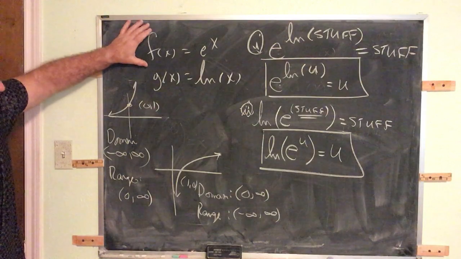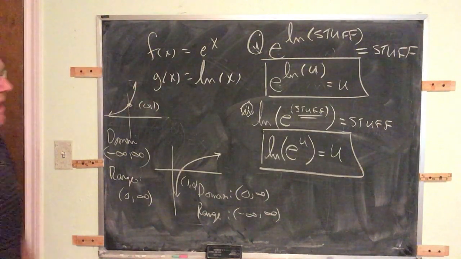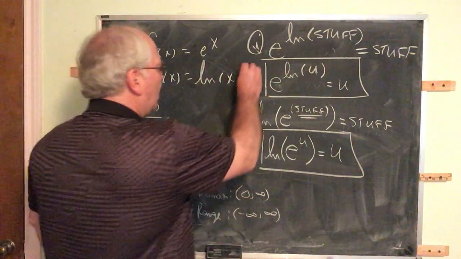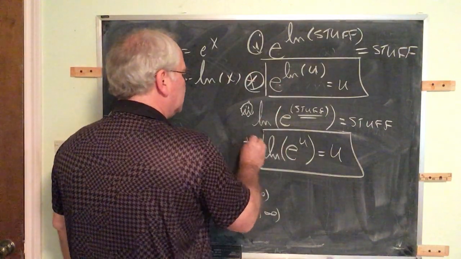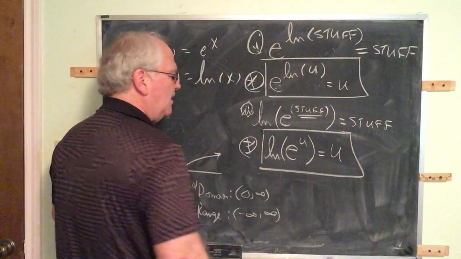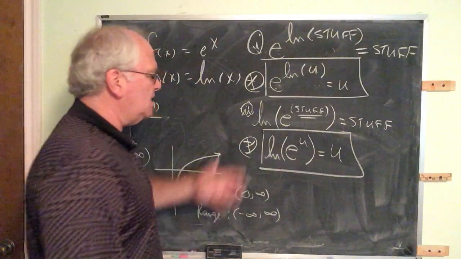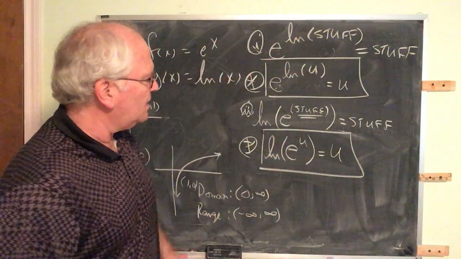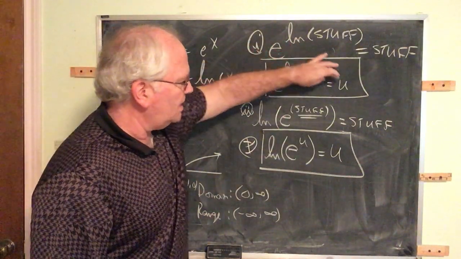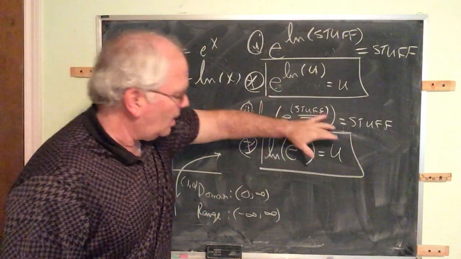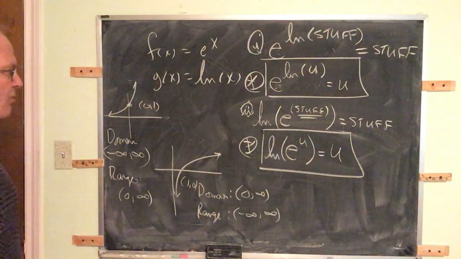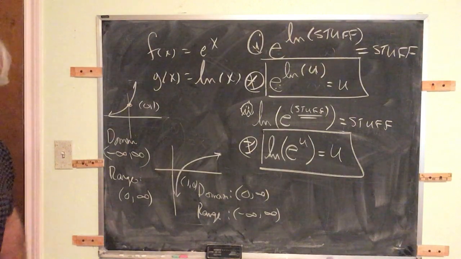So we have the function e to the x and the function natural log of x. And then we have these two basic properties. These are the big star properties: when you apply the exponential function and natural log in sequence, and which one's first or second is irrelevant, e to the natural log of a quantity is the quantity, the natural log of e to the quantity is that same quantity. And so those are the properties of the exponential function and the natural log function.